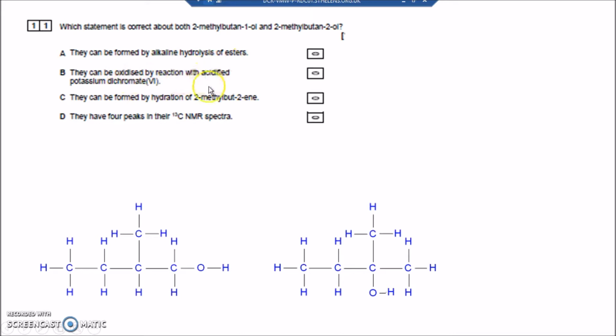They can both be oxidized by a reaction with potassium dichromate. Well, that would form a ketone there.